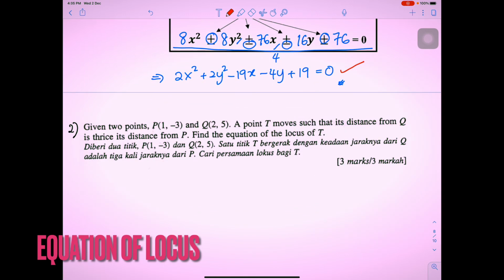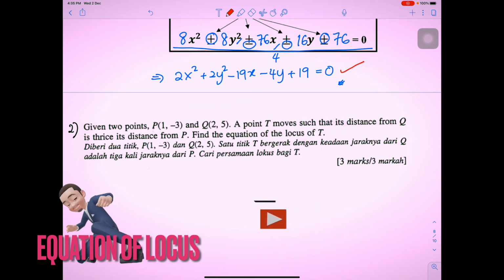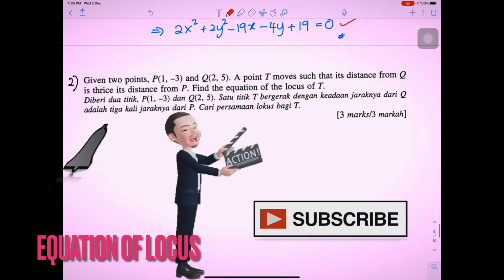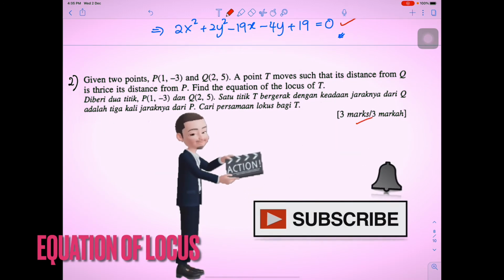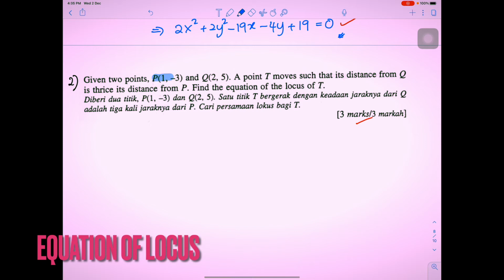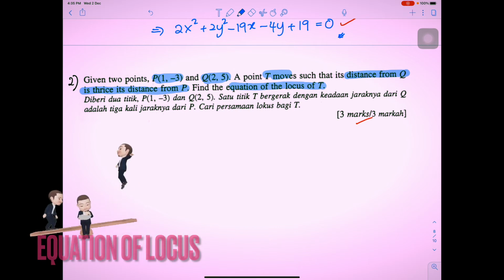Okay, so now let's look at the second example. Okay, second example, a 3 marks question. Given 2 points P(1, negative 3) and Q(2, 5). A point T moves such that its distance from Q is thrice its distance from P. Find the equation of the locus of T.